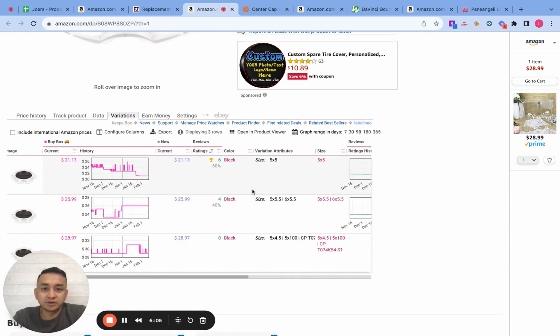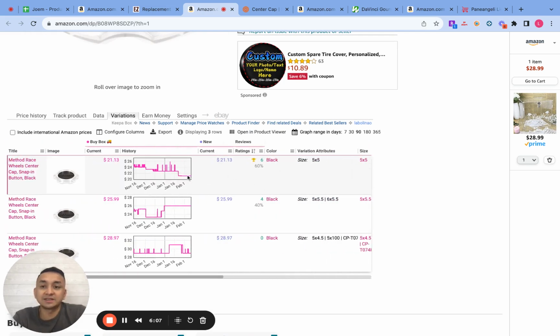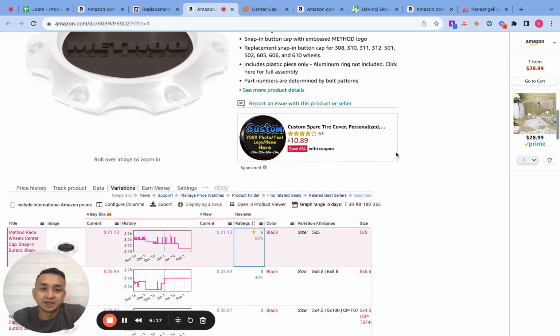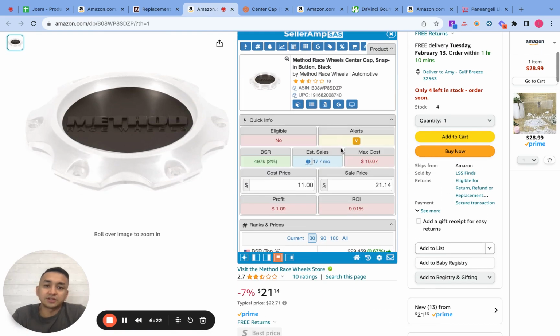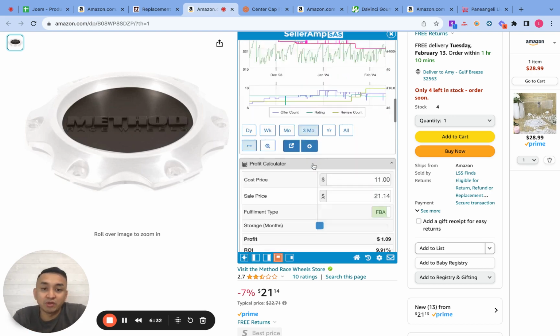So for this one, this variation is getting 60% of the sales, right? So here's a variation right there, 5x5 size. Right here it says it's getting 60% of the ratings. So I would say 60% of 17, which is 17 times 0.60, is 10. So this product is selling at 10 times per month.